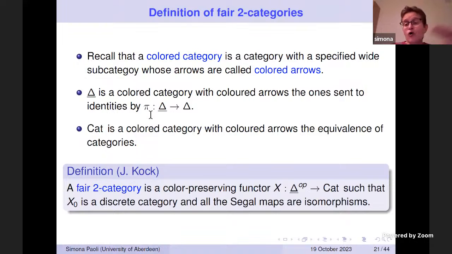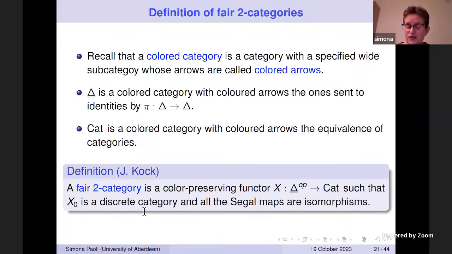Well, you say all the arrows that are sent to identities by this map pi are colored arrows. What are the colored arrows in cat? They are just the equivalences of categories. So you say a fair two category is a color preserving functor from fat delta up into cat, such that x0 is discrete. We know what that means. And all the Segal maps, in the sense that I kind of sketched before, are isomorphic.